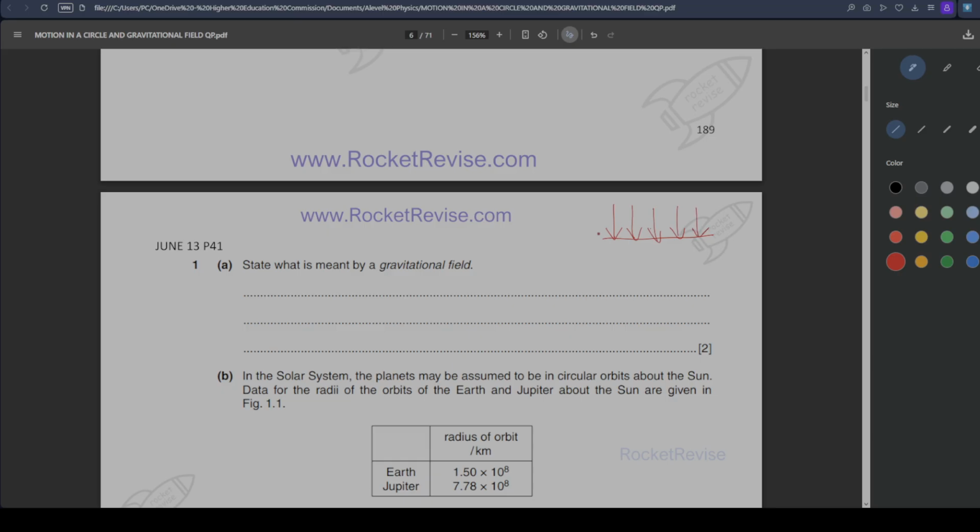तो wherever a mass feels a force, ठीक है, that is called a gravitational, that is where you have a gravitational field. So इसकी definition होगी: a region of space where mass experiences a force.